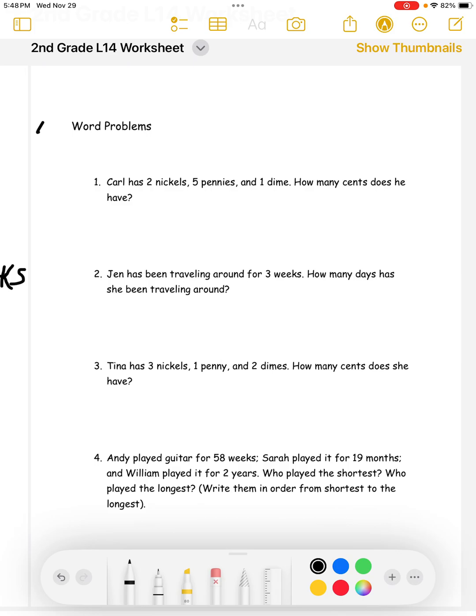Word problems. Carl has 2 nickels, 5 pennies, and 1 dime. How many cents does he have? So we know that a nickel costs 5 cents, so we would write down 5 plus 5 first. And we know that 1 penny is 1 cent.